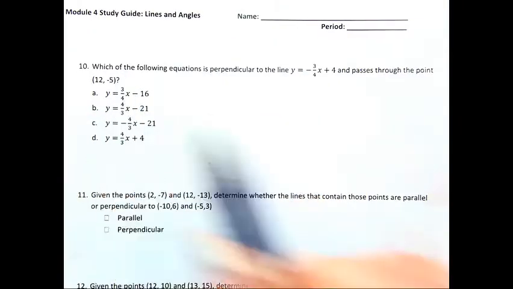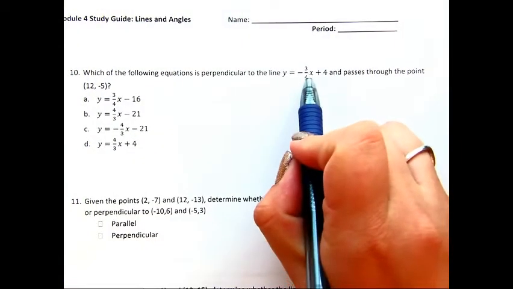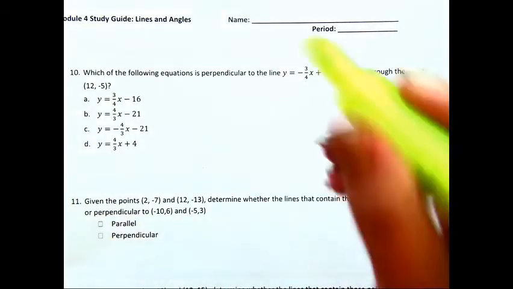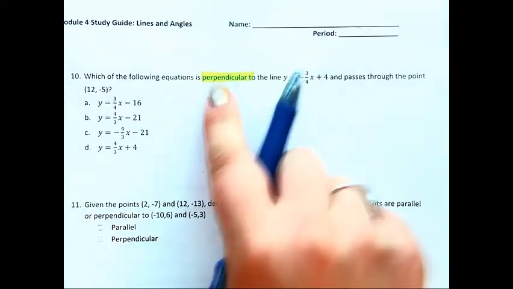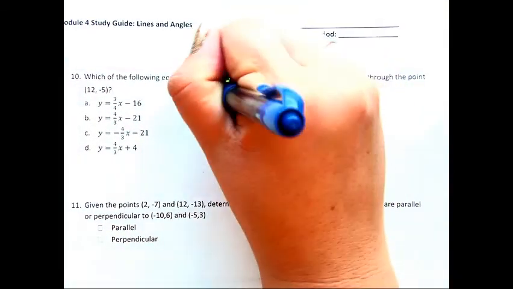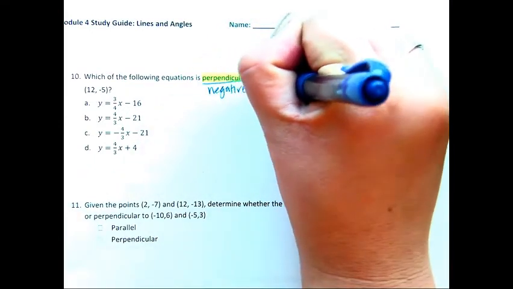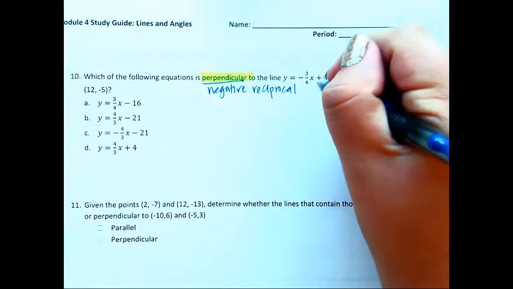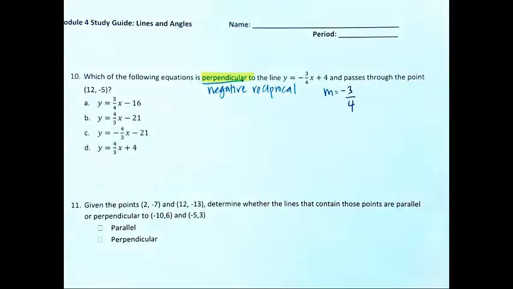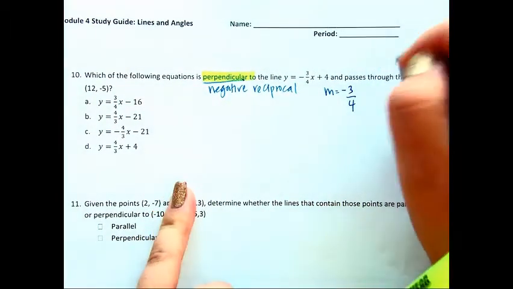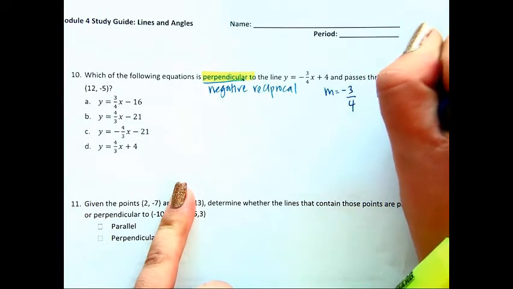Okay, so number 10, which of the following equations is perpendicular to the line y equals negative 3 over 4 x plus 4 and passes through the point 12, negative 5. So perpendicular means I want to use the negative reciprocal as my slope. And my slope here for this line is m equals negative 3 over 4. So my perpendicular slope is going to be the negative reciprocal. So my new slope is going to be positive 4 divided by 3.